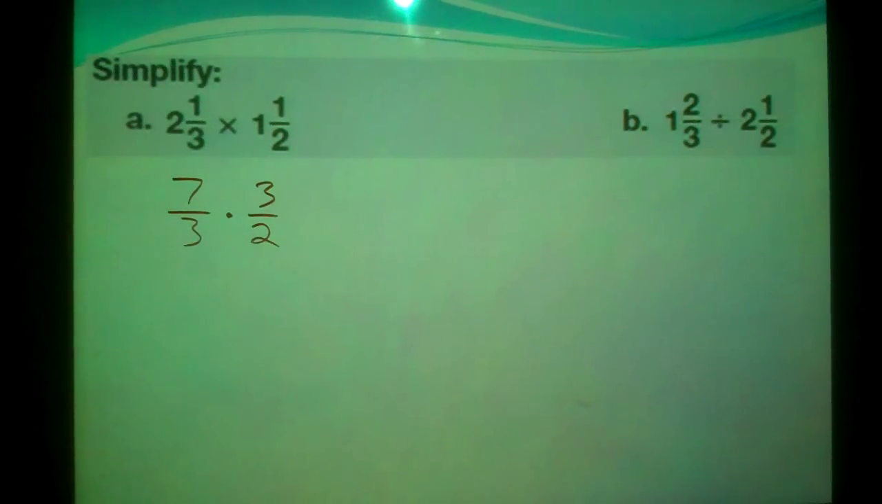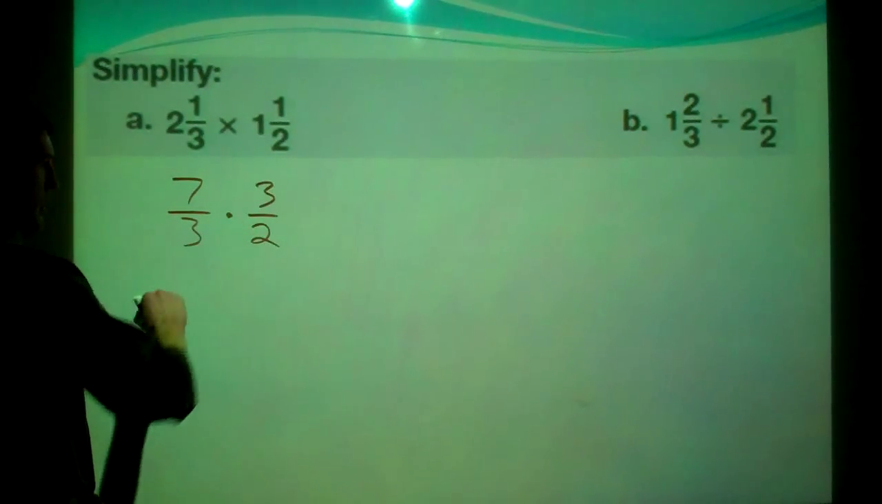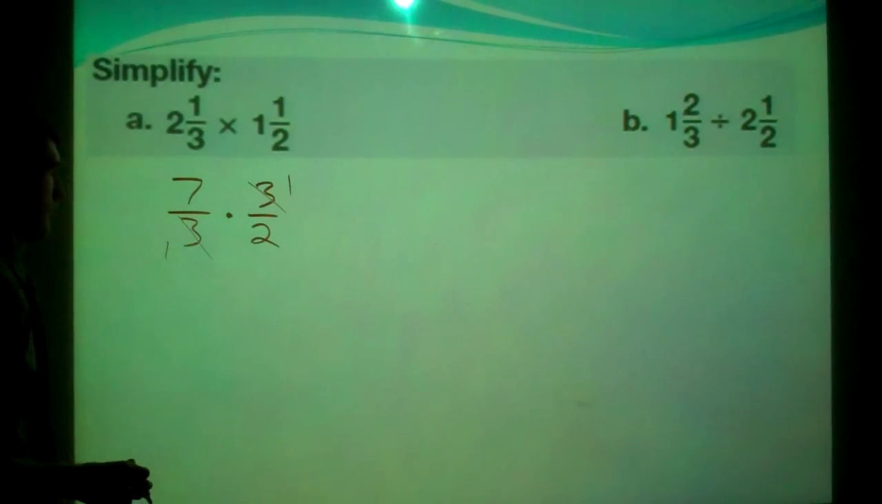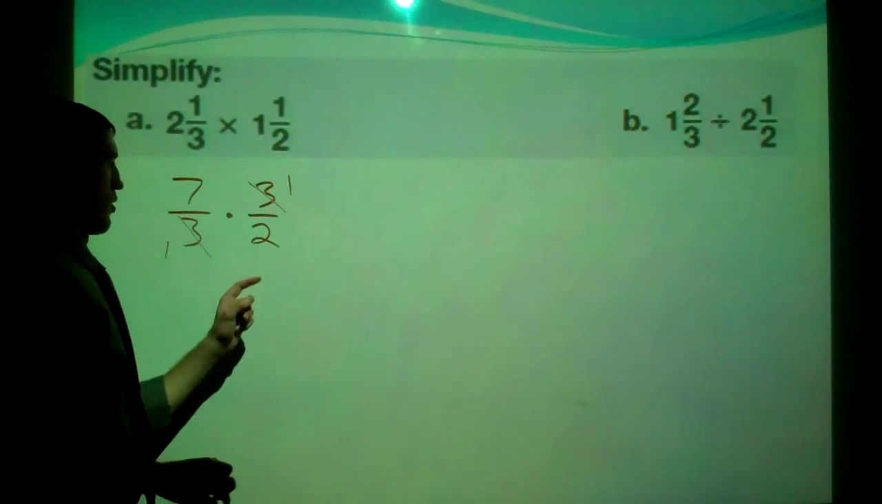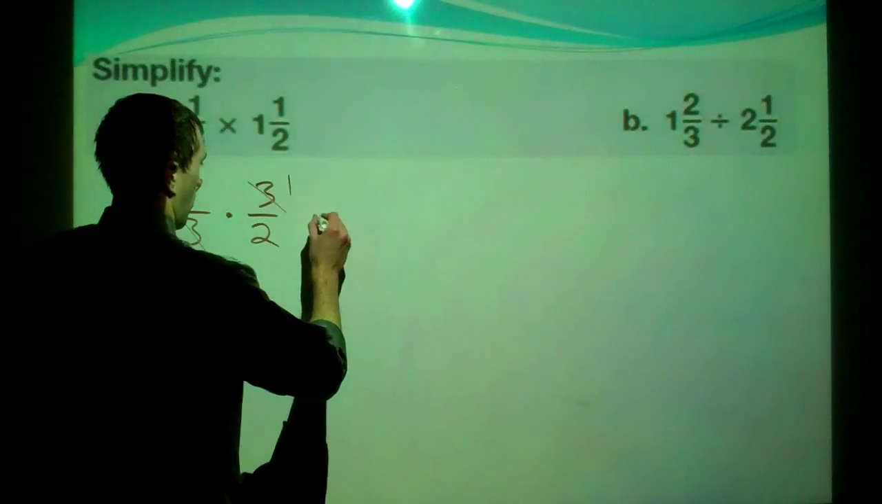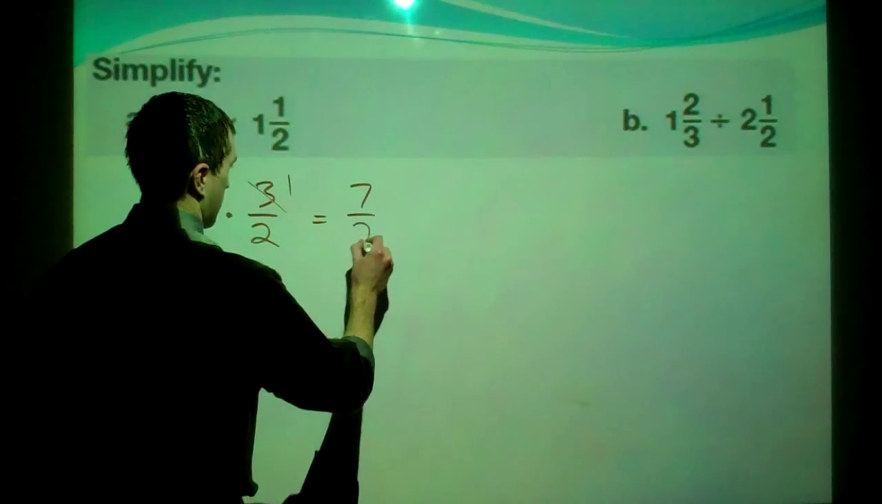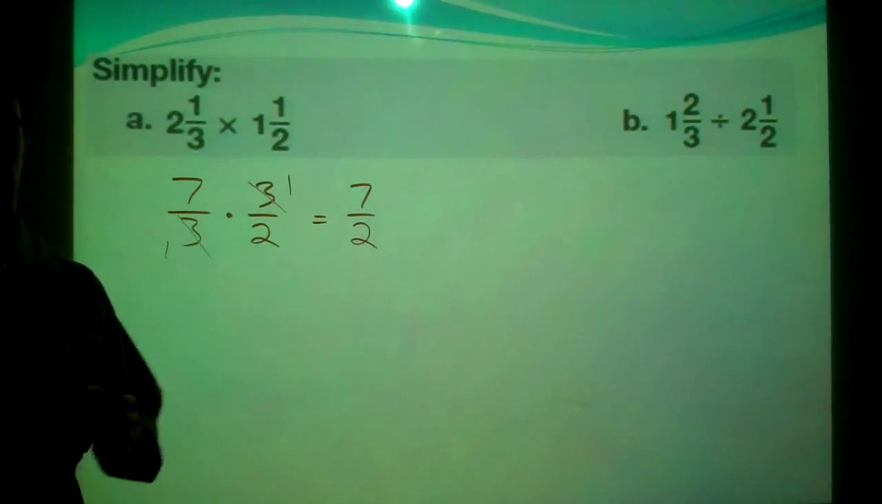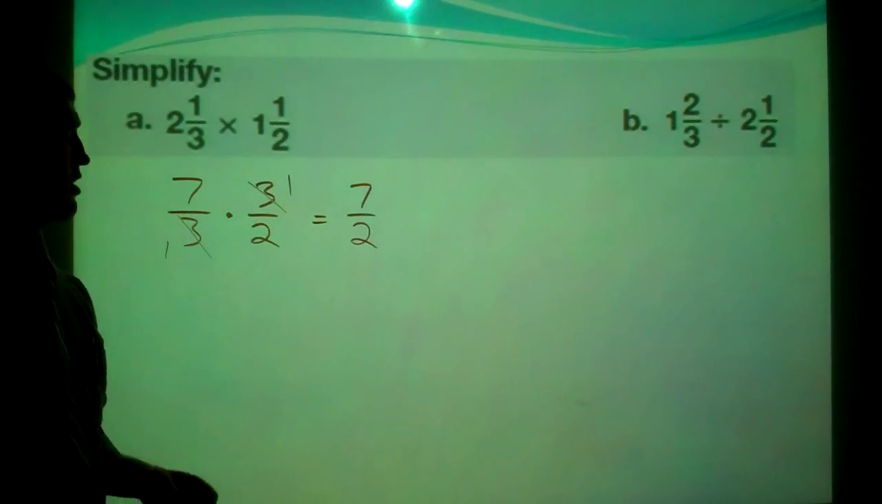So now we have 7/3 times 3/2. If we want to reduce before multiplying, we see our 3's are diagonal, so they'll cancel out with each other. So that's a 1 and a 1. And we are left with 7 times 1 over 1 times 2, or 7/2. Now that's an improper fraction answer, so we can actually turn that back into a mixed number.